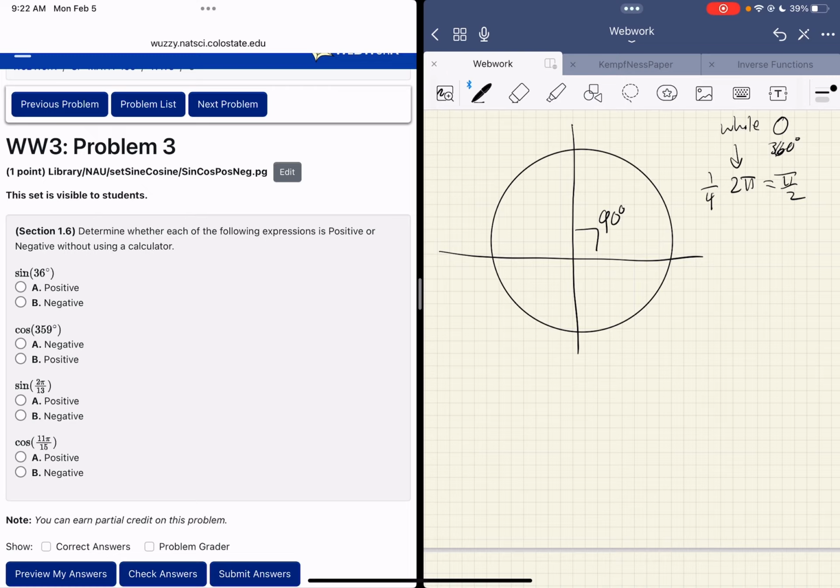So some of the fractions, such as 2 pi over 13 in the third spot, right? All right, how comfortable do we need to be with fractions? Well, you don't need to be comfortable at all. You could always convert back to degrees and use the 90-degree reference.